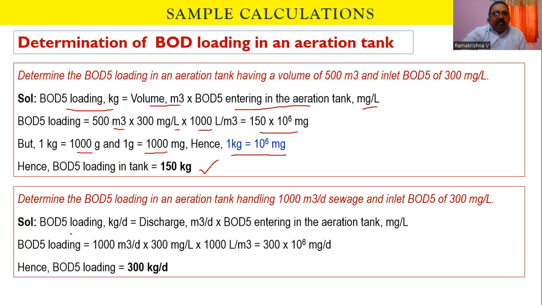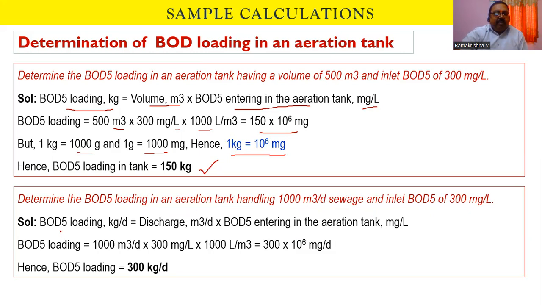The other problem is to determine the BOD5 loading in an aeration tank handling 1000 meter cube per day of sewage and inlet BOD of 300 milligrams per liter. In the previous problem, we considered volume and BOD, and here we are considering the discharge and BOD. With some discharge, the sewage is coming having some known value of BOD. How to calculate the BOD load from the inlet water?